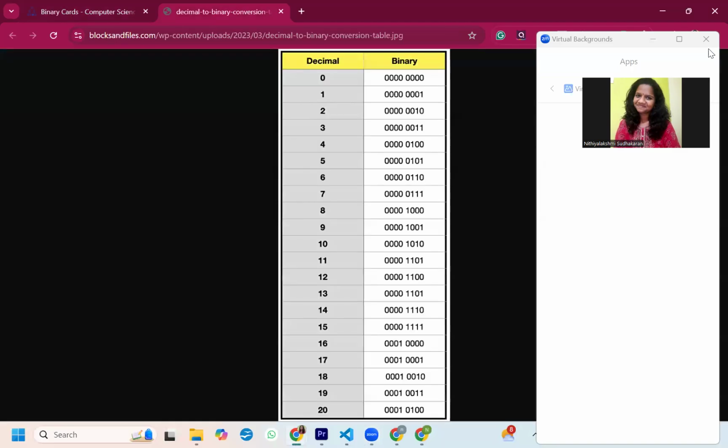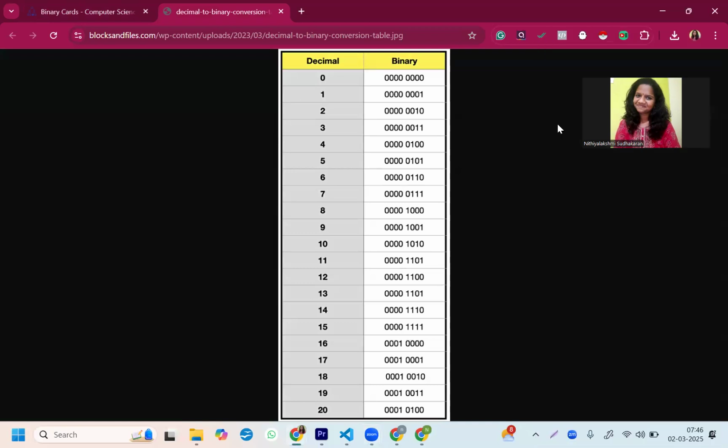Hi everyone, today we are going to see binary numbers. The binary number system is what the computer uses, because we have the normal way, the Indian number system and the international number system, to represent numbers.